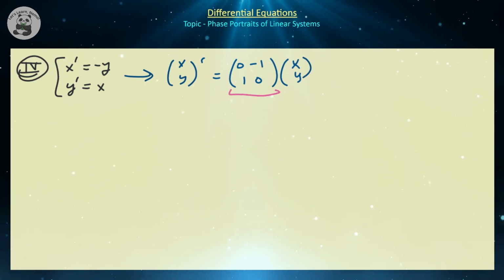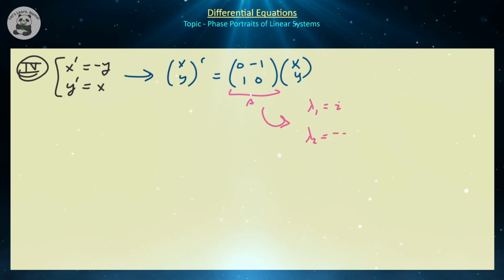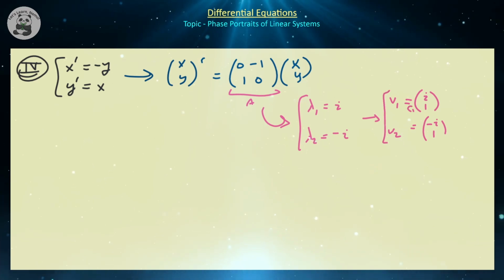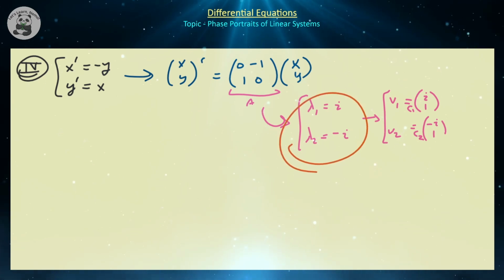So obviously we need to find the eigenvalues and eigenvectors of this matrix A. And one can find that lambda 1 will be equal to i, and lambda 2 will be equal to minus i. And one can find that the eigenvectors, if you really need them, are going to be (i, 1) and (-i, 1), and any scalar multiple thereof. So notice that we have complex eigenvalues, and the real part is equal to 0. So it's not going to be a spiral, it's not going to be a saddle, and it's not going to be a node. So what's it going to be?